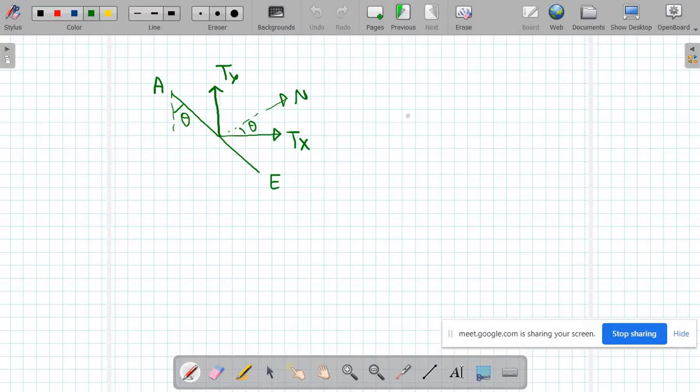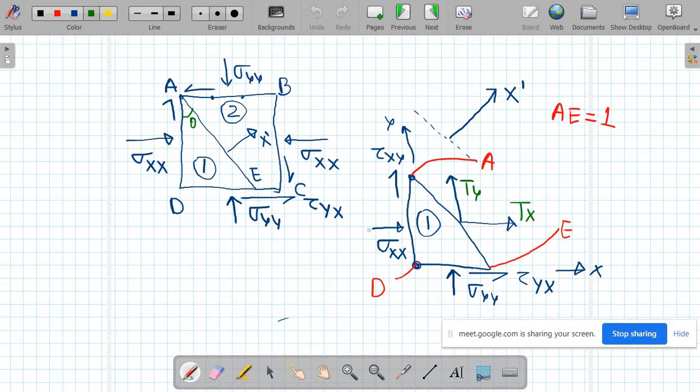So ultimately Tx is nothing but sigma xx cos theta. This is the force in the x direction with respect to sigma xx. You all know that force by length or area is equal to stress.